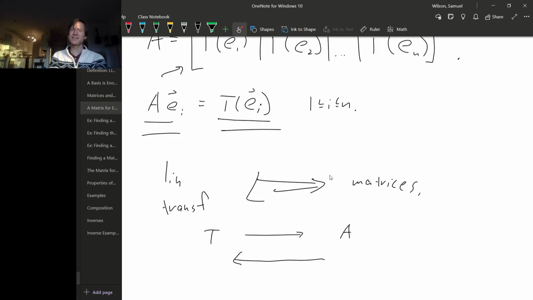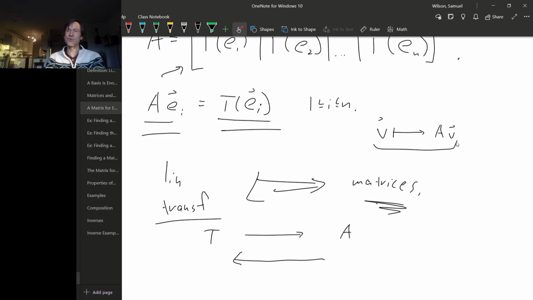Do keep in mind that linear transformations and matrices aren't exactly the same thing. A matrix is just a big rectangle of numbers, and a linear transformation is a function from Rn to Rm. It's only when you write down this formula, that a vector gets sent to A times v, that a matrix determines a linear transformation.